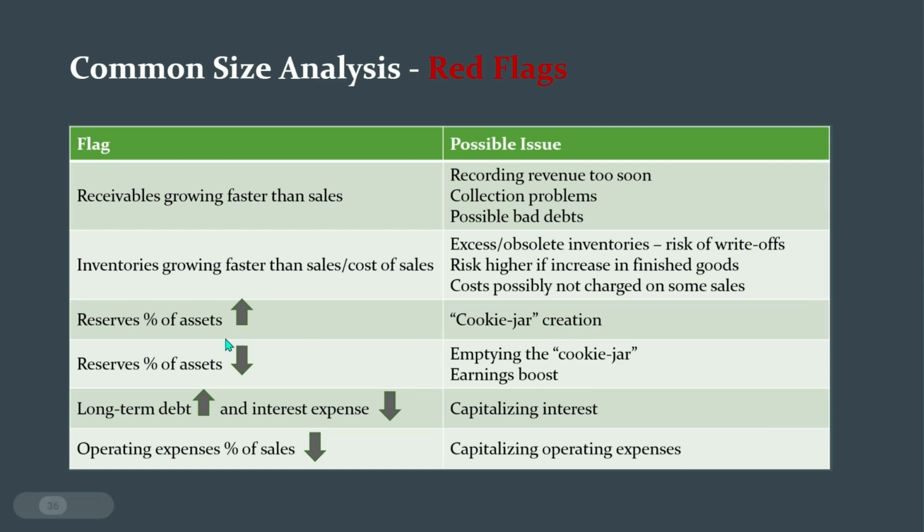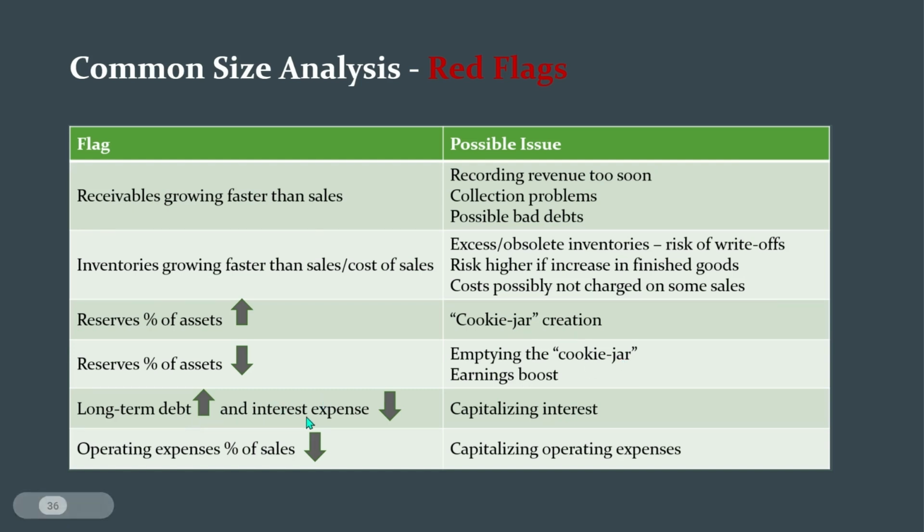Reserves as a percentage of assets increase. This could be that the company is creating a cookie jar, as we discussed earlier in the video about companies setting aside reserves in a cookie jar to be used down the road. And if reserves as a percentage of assets are falling, it could be that the company is emptying a cookie jar created earlier, and this could result in an earnings boost.